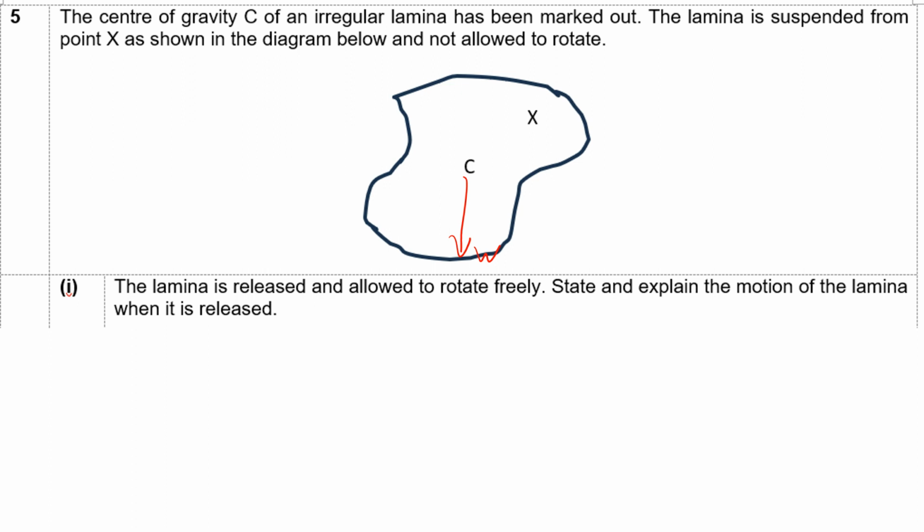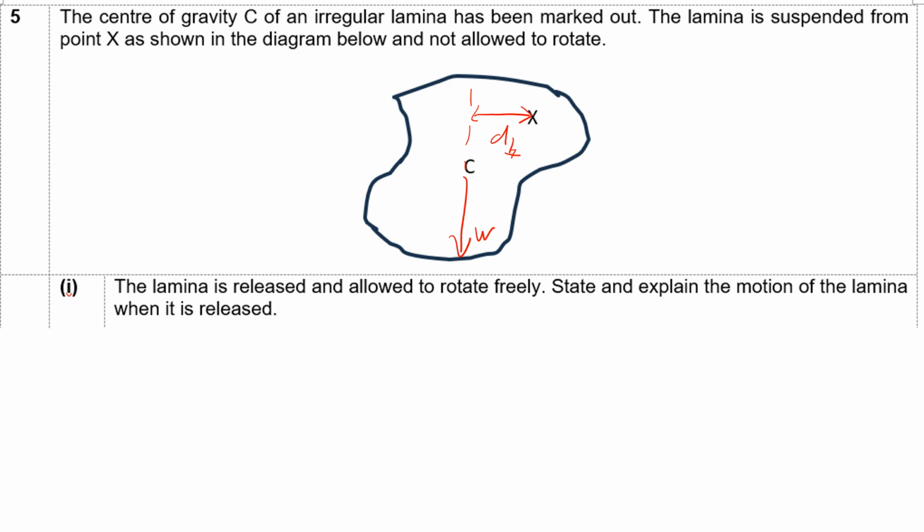Now, in this question, there are no calculations. We do not need to know what the magnitude of the weight is. Secondly, the pivot over here is very clearly marked out, X. So we will realize that it has a very clear perpendicular distance over here.